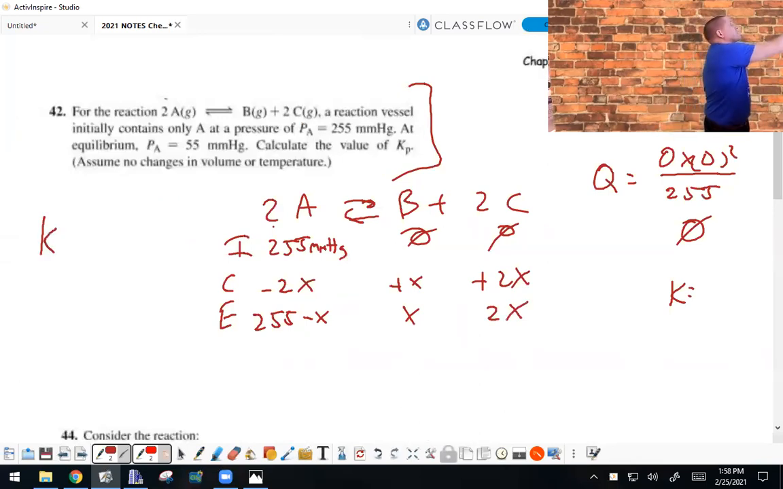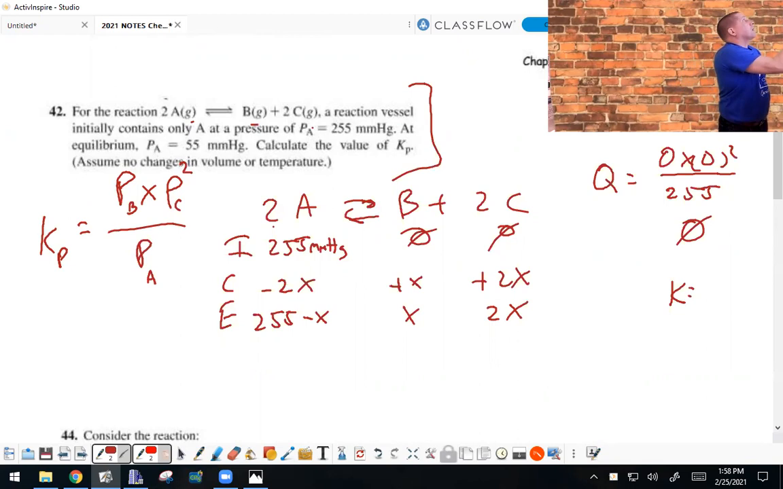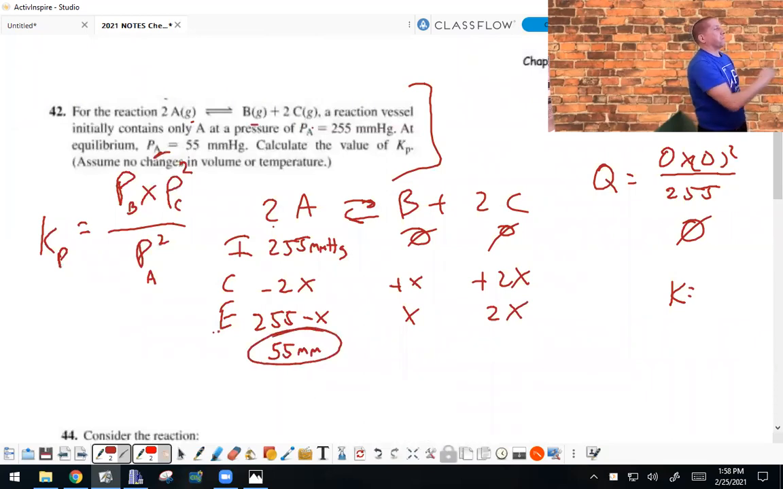I'm going to write the K expression just to show you that, again, they will all be done the same. Now, this is a Kp this time, not a Kc, because we have pressures. Remember, for Kp you only do gases. They're all gases. Then you do the same thing, but we don't use brackets. I like to just multiply between them like that. All right, what's our information? At equilibrium, the partial pressure of A is 55 millimeters. So then what's X? They made it kind of easy there, because 255 minus 55, so X is 200, which means this is 400, 2 times X.